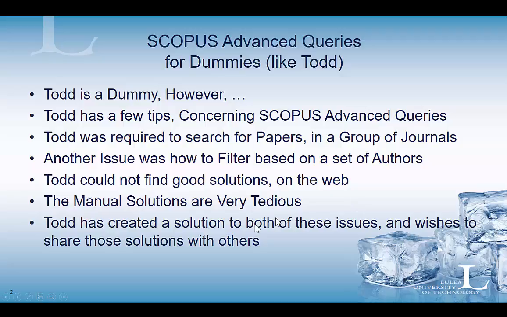One of the issues was I had to search for papers in a group of journals. Another issue was how to filter based on a set of authors. There were no good solutions on the web that I could find. And if you try to do it manually, it's very tedious, which is very boring. So I've got a solution to both, and I want to share it with you.